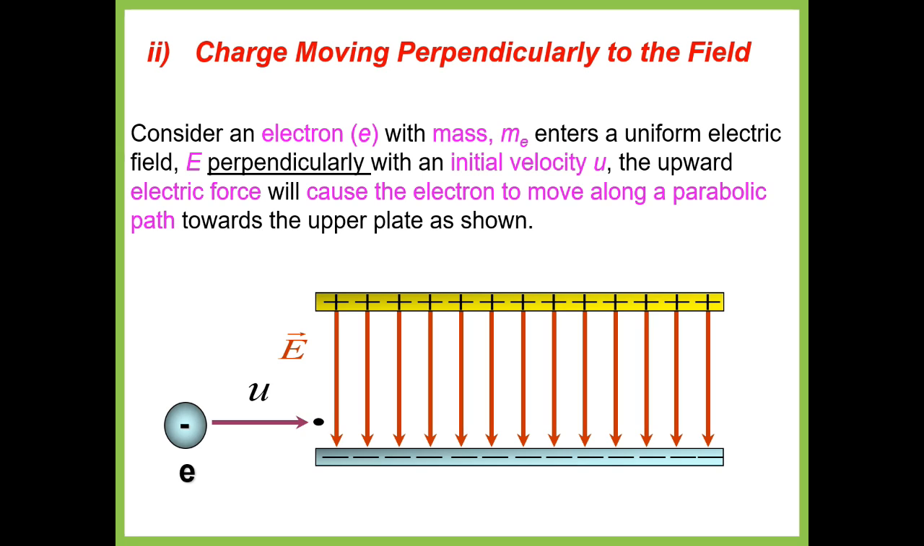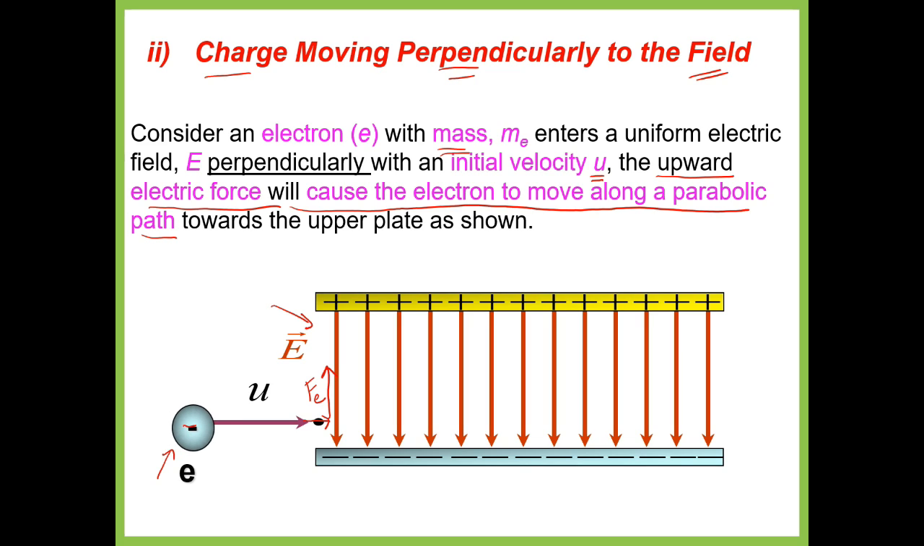The second case is the charge moving perpendicularly to the field. So we use an electron for example. So this electron has mass me and initial velocity u. What happens here is when this charge is entering the region of uniform electric field, this negative charge will tend to be attracted to the positive plate. Because of the upward electric force, it tends to move upward. It will cause the electron to move along a parabolic path.